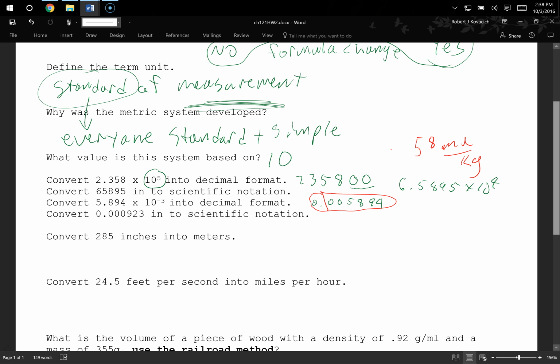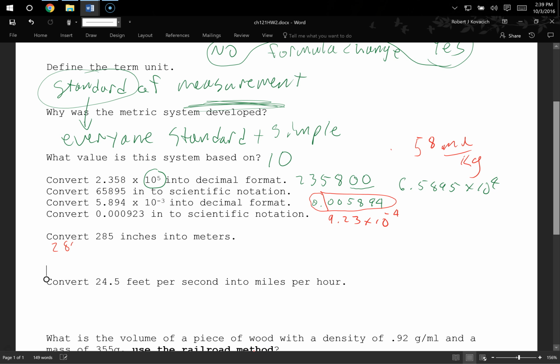So the scientific notation for this one is going to be 9.23 times 10 to the, what am I putting up there? -4. Yep, -4. Great. All right, we're going to convert 285 inches into meters.